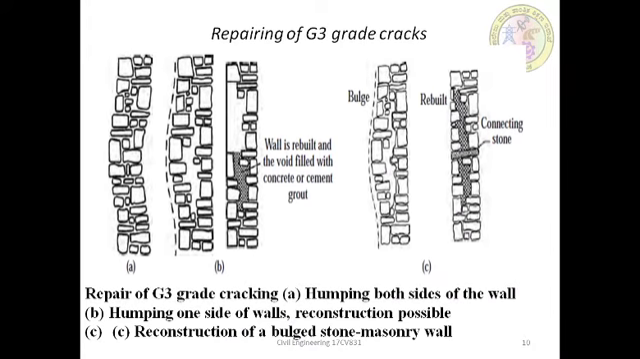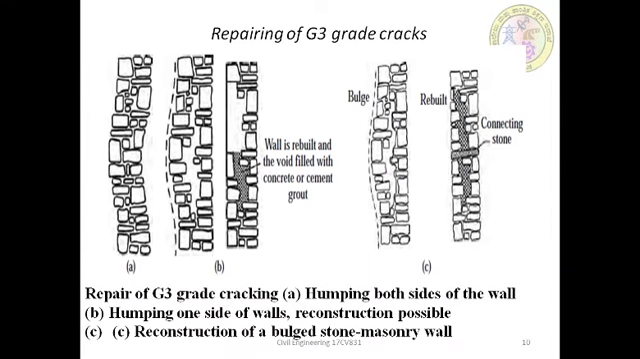There may be two possible types of damage. The first is permanent distortion of the wall on both sides, which we can see in figure A, and distortion or humping on only one side as shown in figure B. In the first case, only the distressed portion of the wall may be removed and reconstructed.